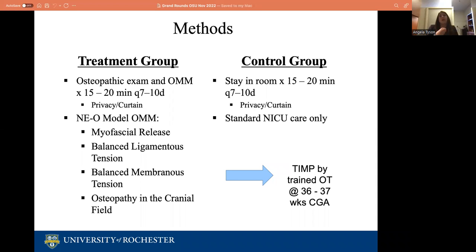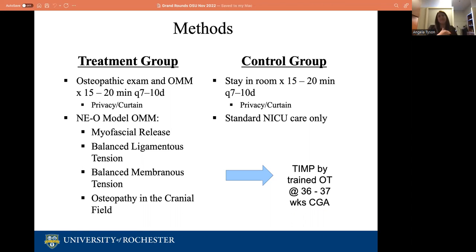So at that point, I am then blinded from what the outcomes are on the test of infant motor performance. She keeps all these little sheets in a locked secure data box and in a separate file. And I have all the treatment and control group knowledge. So I have not seen a single TIMP score. The study is not completed until every single patient is discharged from the NICU.